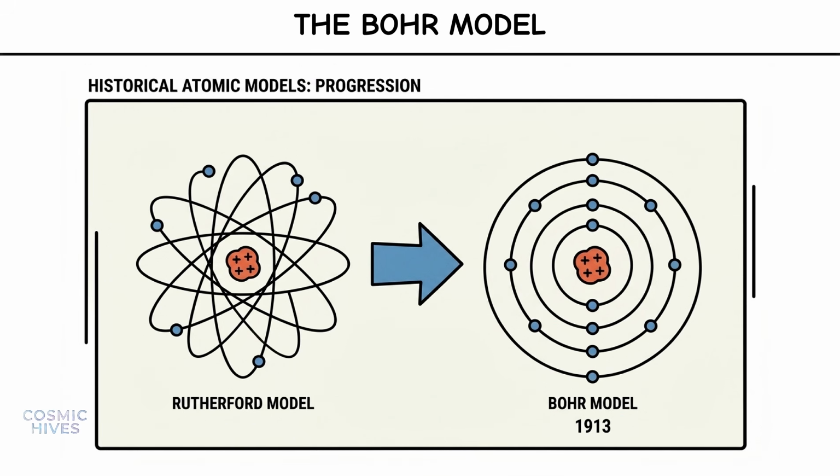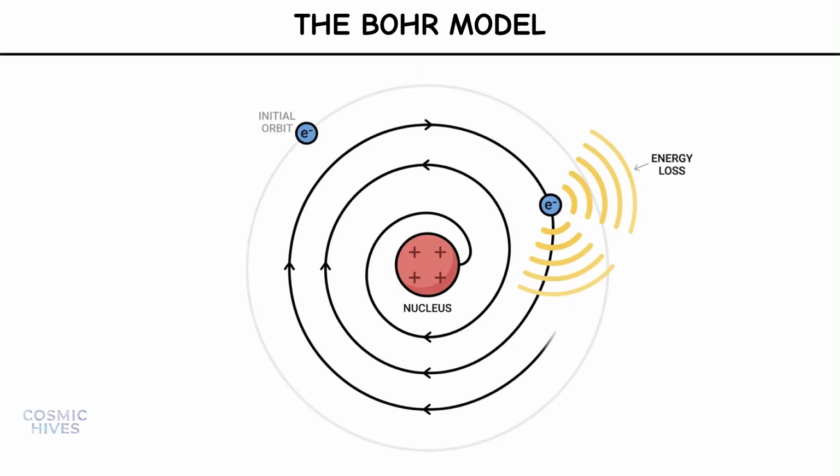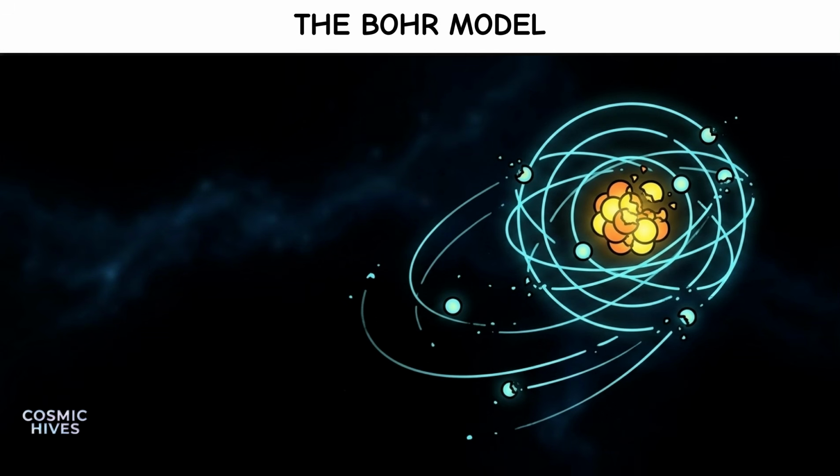Niels Bohr proposed it in 1913 to fix a problem in Ernest Rutherford's earlier nuclear model. Rutherford had shown through gold foil scattering experiments that atoms have a tiny, dense, positively charged nucleus with electrons somewhere around it. But classical physics said that an orbiting electron should continuously radiate energy and spiral into the nucleus in a fraction of a second. Atoms should not be able to exist at all under classical rules.